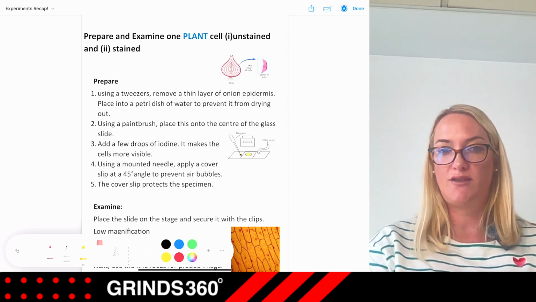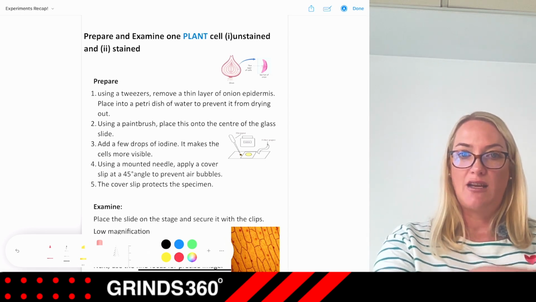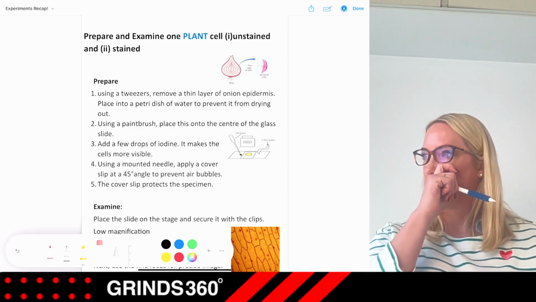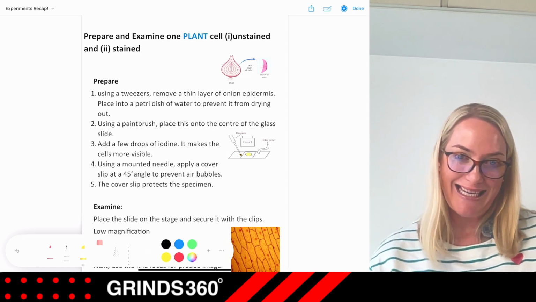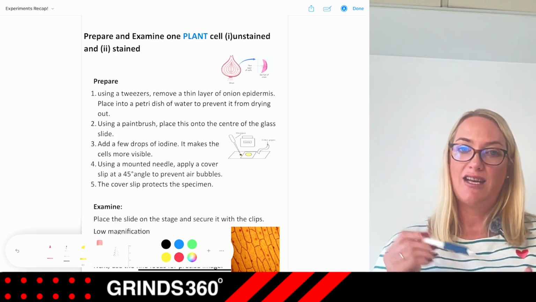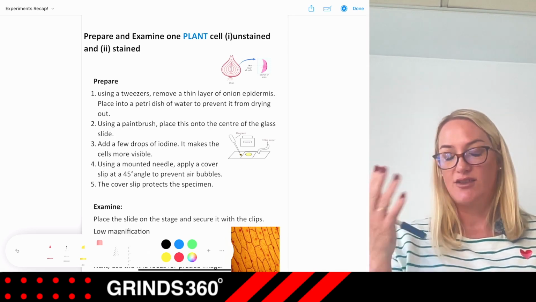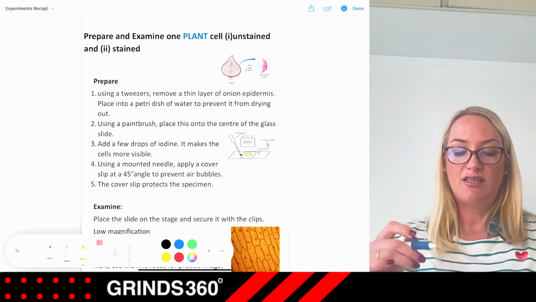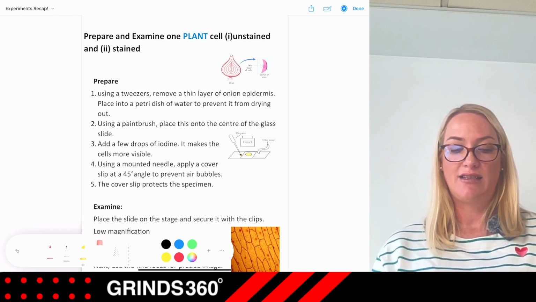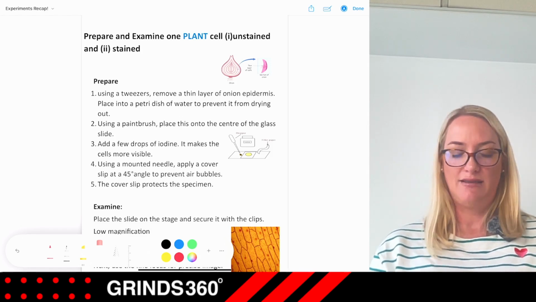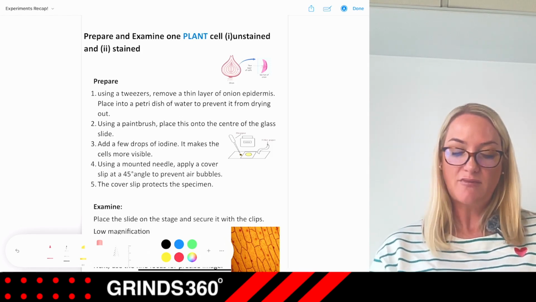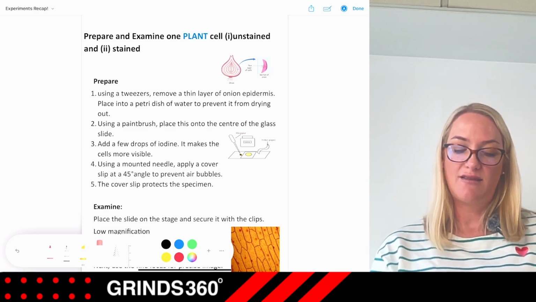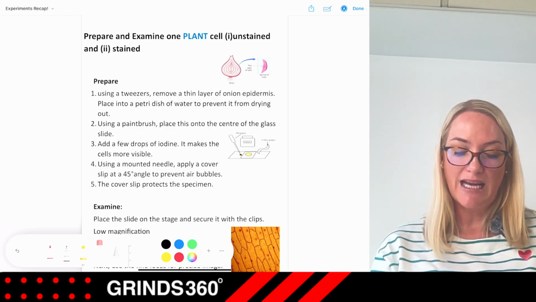I would then advise my students to transfer that specimen with the paintbrush. It's much easier to transfer with the paintbrush, and you can literally paint it onto the slide and smooth it out, rather than a tweezers. I know some of you might use a tweezers. If you said using tweezers to place this onto the glass slide, it's still accepted. But I think a paintbrush is easier. So you place your specimen onto the center of your glass slide, and we add iodine.